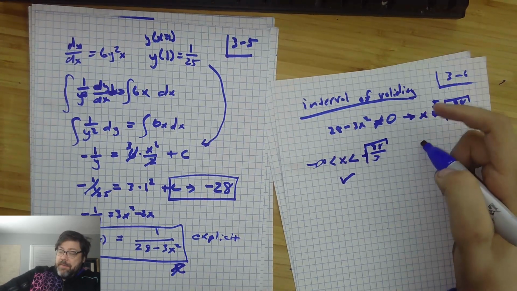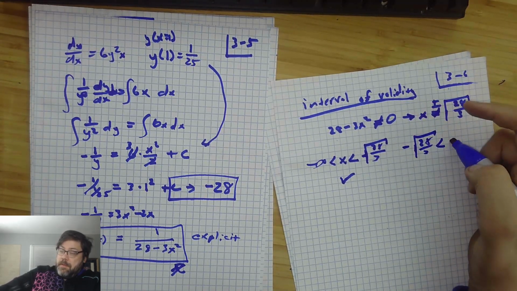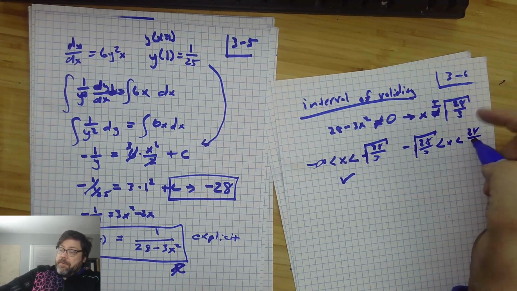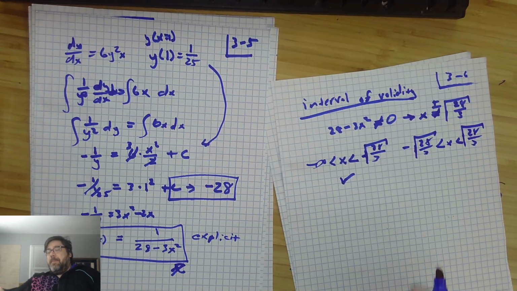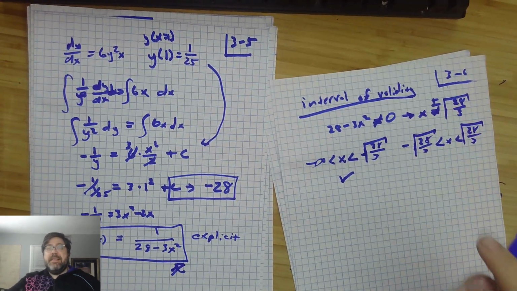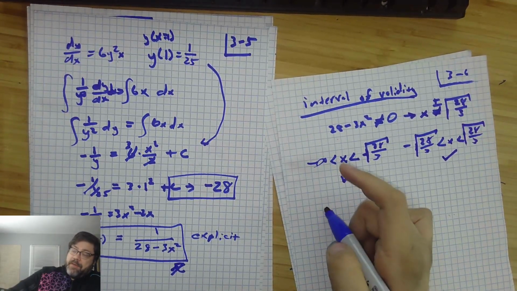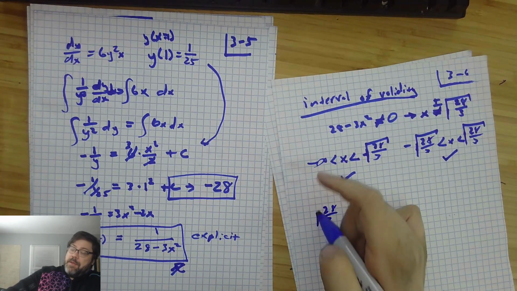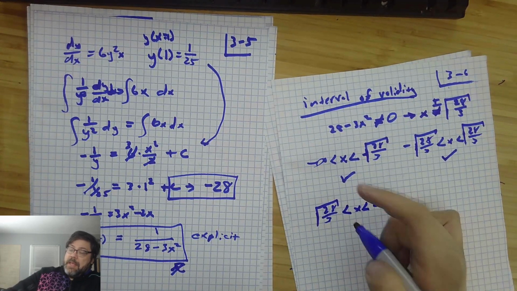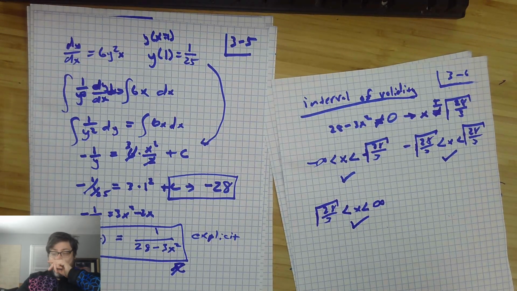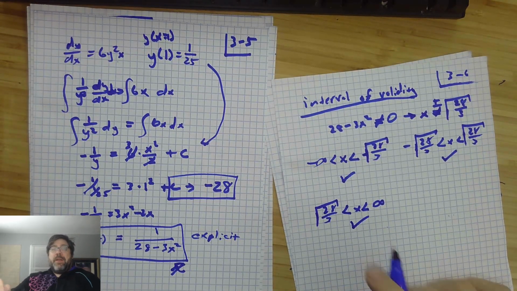We can also have the interval between minus the square root of 28 over 3 and the square root of 28 over 3. This is also perfectly fine because x is not hitting these edges, right? So this is perfectly fine. And we can also have x greater than the square root of 28 over 3 and less than infinity. So I actually have 3 intervals of validity, right? So it can't basically cross those barrier lines.